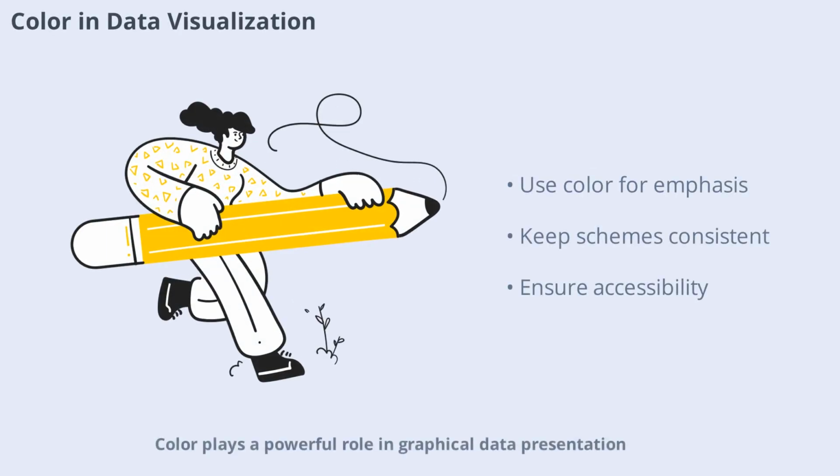Color plays a powerful role in graphical data presentation. It can draw attention, group related data, and highlight important points. However, too many colors can be distracting or confusing. Use color thoughtfully to enhance clarity, not just for decoration. Consistent color schemes help viewers interpret your visuals quickly and accurately. Remember to consider colorblind-friendly palettes to ensure your graphics are accessible to everyone.